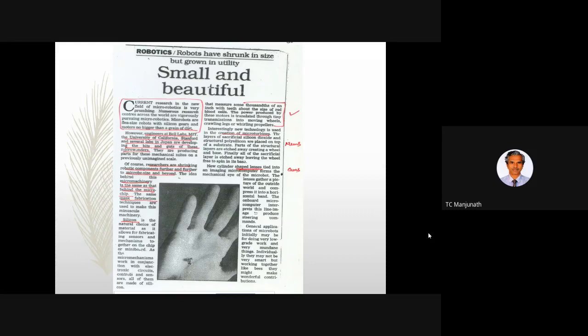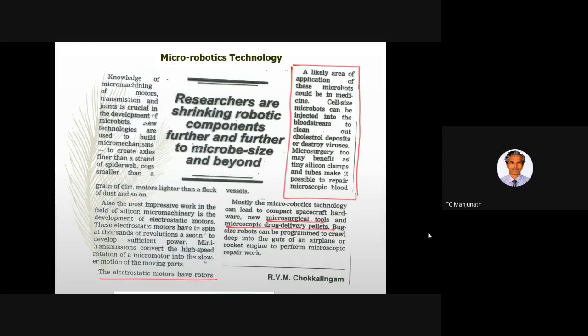Now, what is the application? A likely area of application of these microbots could be in medicine. Cell-sized microbots can be injected into the bloodstream to clean out cholesterol deposits or to destroy viruses. Microsurgery may benefit from this tiny machine, and it is used to repair microscopic blood vessels. And they are using it as new microsurgical tools, right?